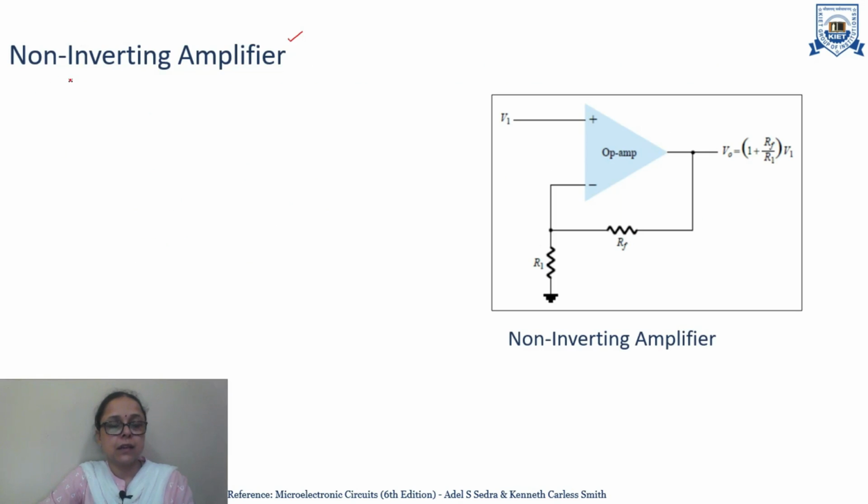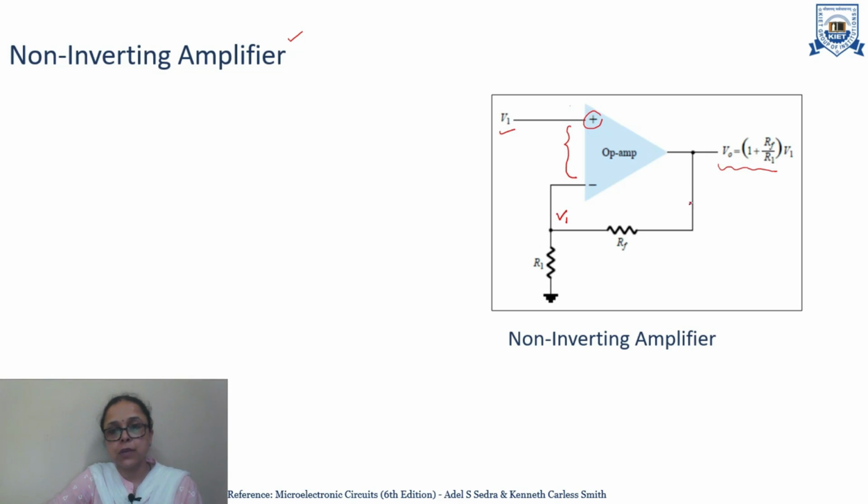Now the next application of op-amp is the non-inverting amplifier. Why is it non-inverting? Here we can see the input is applied to the positive terminal, and the feedback is at the negative terminal. We have to find out the expression for gain for this amplifier. Now by the concept of virtual ground, if this is at V1 potential, this node will be at V1 potential.